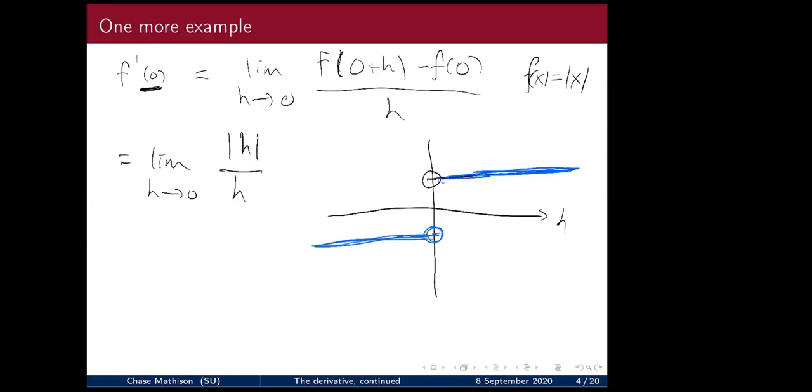And so, looking at this graph, this is absolute value of h divided by h. Looking at this graph, what can we say about the limit as h approaches 0? It doesn't exist, and why? Why does this limit not exist?